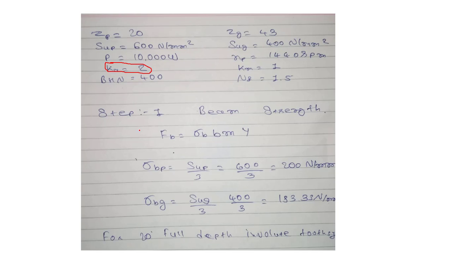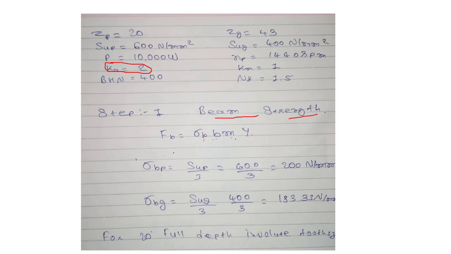Now the first step is to find the beam strength. We know the equation of beam strength is FB equal to sigma B into b into m into Y. FB stands for beam strength, sigma B bending stress, b for face width, m is for module, and Y is Lewis form factor.